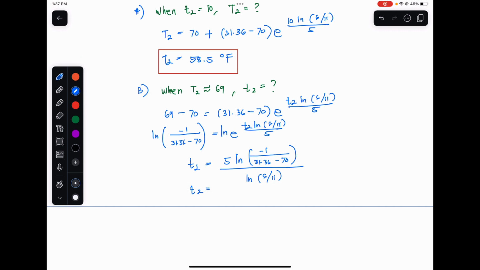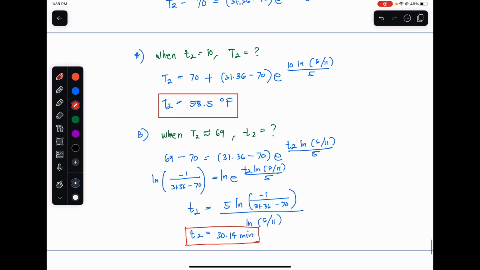The time then would be approximately 30.14 minutes, or half an hour, for it to return close to 70 degrees Fahrenheit, which is the original temperature of the thermometer. And that is Newton's law of cooling.